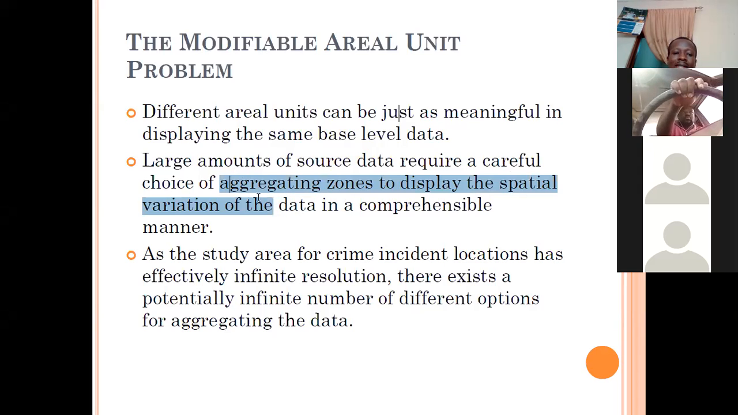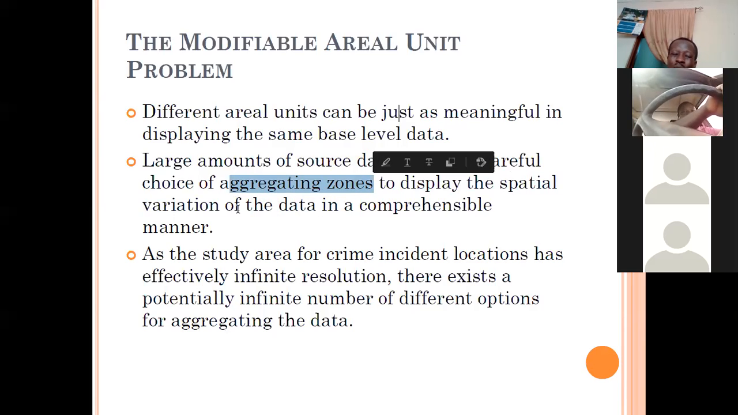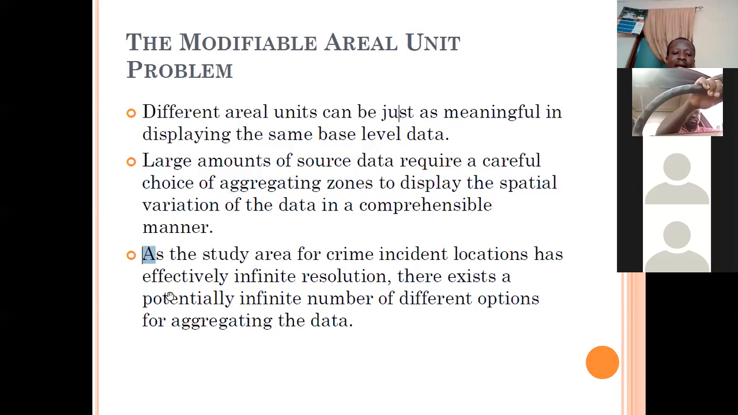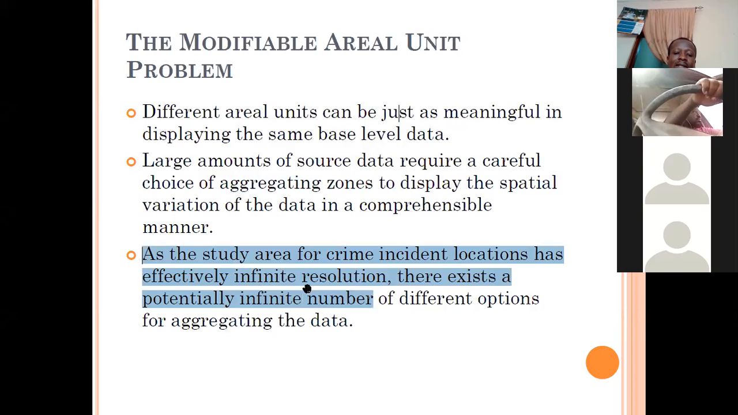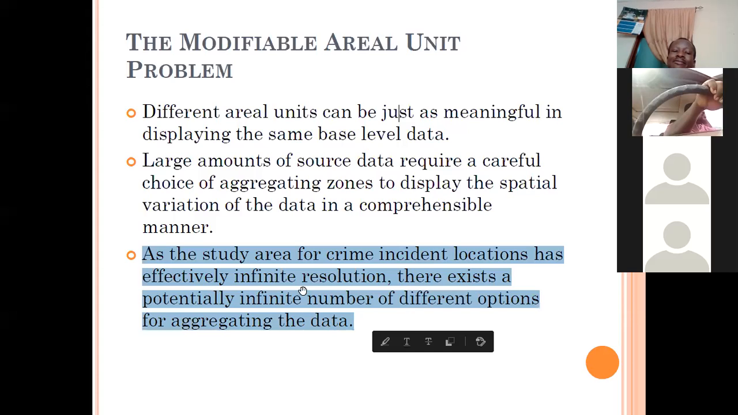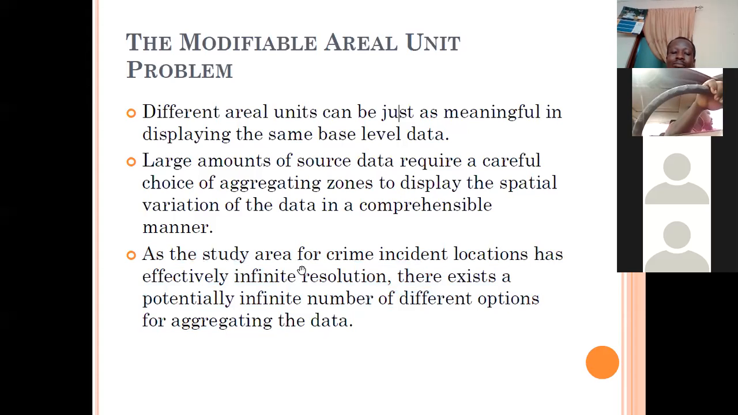So we need to carefully choose the aggregating zone, because naturally, there are 1,001 ways of doing that. As the study area for crime incident locations has effectively infinite resolution, there is a potentially infinite number of different options for aggregating data. So you can divide up data in several ways, different patterns, and it is a cause for worry, and that is why we are calling it a problem.